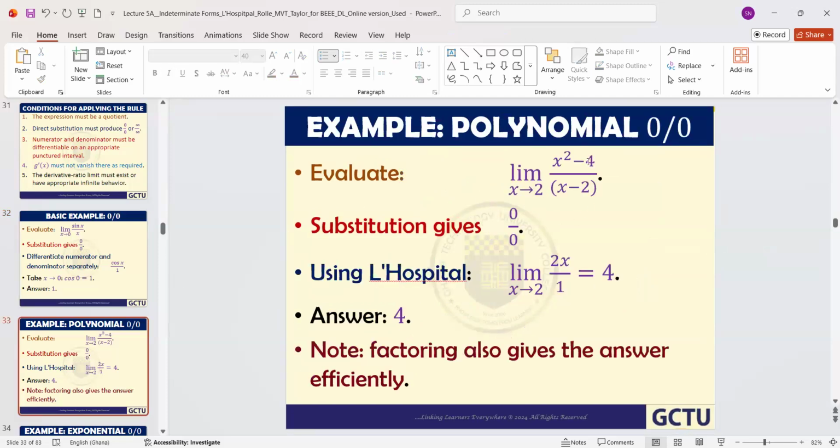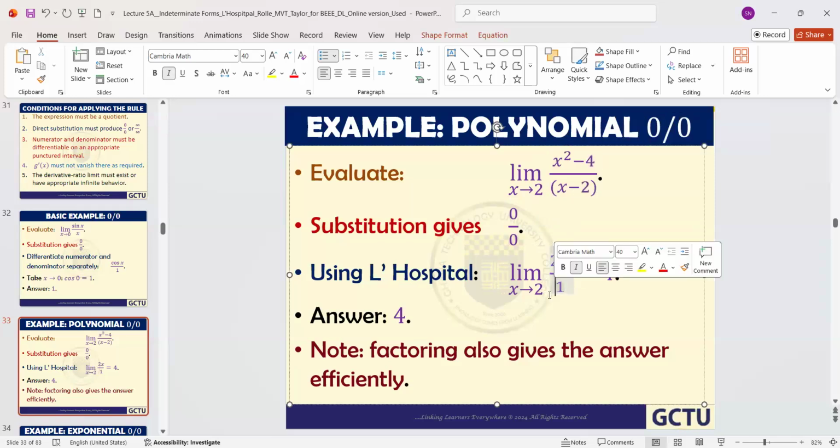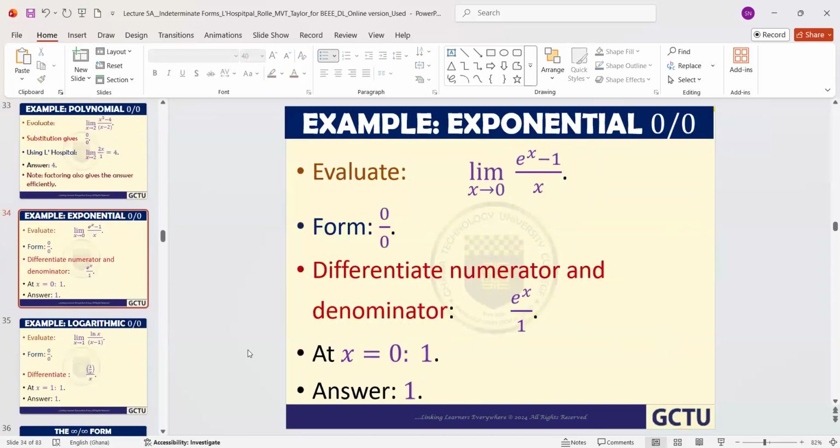Then the second one, this time we are having a difference of 2 squares. Again, if you substitute directly, it will give us 0/0. Now, in indeterminate, we could factorize using the difference of 2 squares to solve this, but here we are using L'Hopital. So L'Hopital says let's differentiate. If you differentiate the numerator, we get 2x. You differentiate the denominator, you get 1. Now substitute 2 into it, and you get the same answer. So note, factorizing also gives you the answer efficiently.